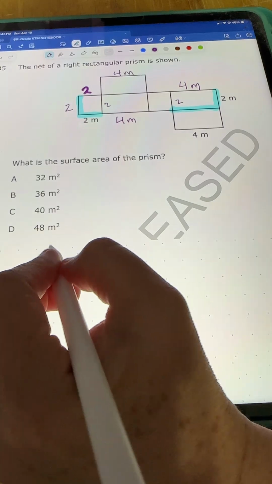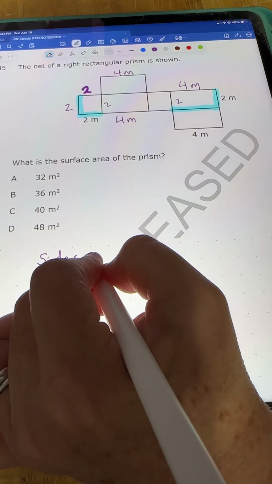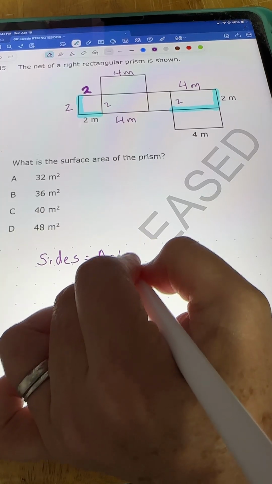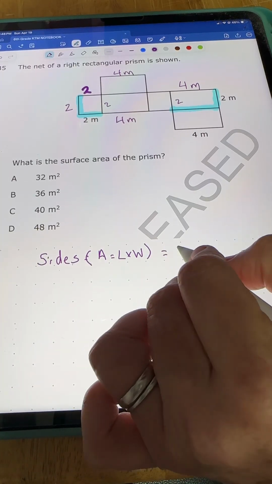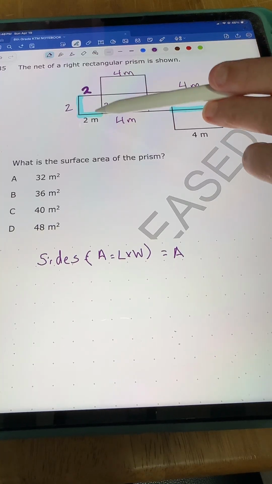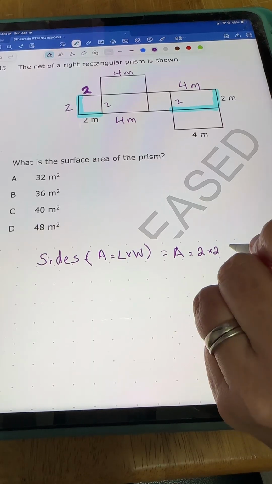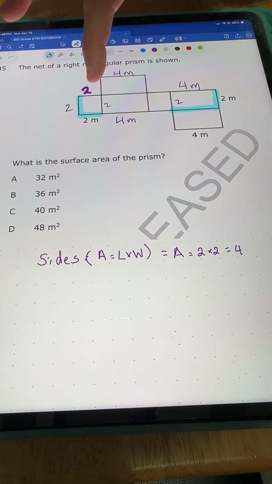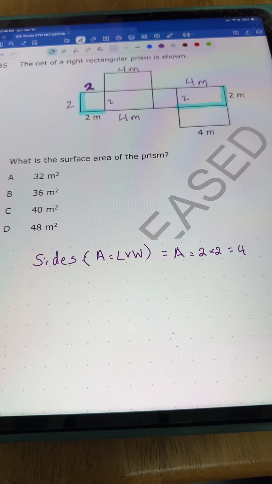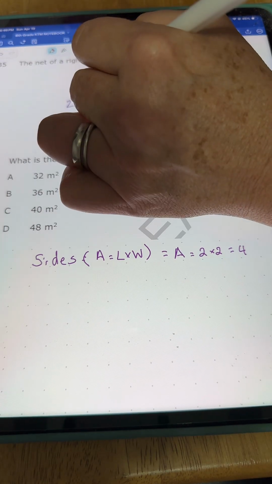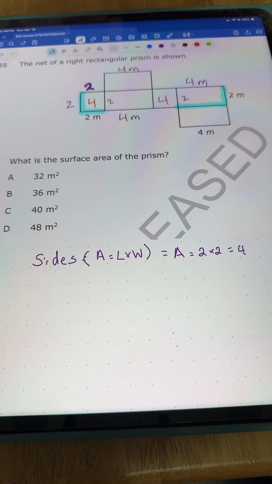For our area of our sides, and remember we talked about that area is length times width. Okay, my length and my width for the sides, because those are square, is 2 times 2, which is 4. So my area of each of these sides is 4. So I could do it 2 ways. I could just keep up with that, or I could go in, if it helps me, and write a 4 right here and here. And that just helps me keep up with that, okay?